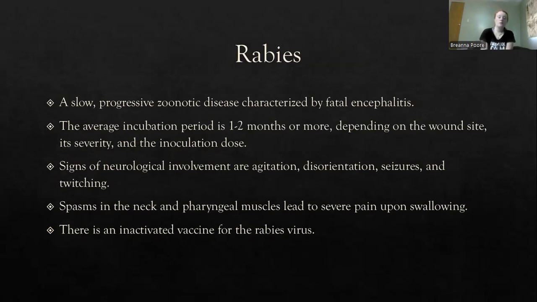The rabies virus, which I learned from this chapter, comes from bats more than anything, is a slow progressive zoonotic disease that is characterized by fatal encephalitis. The average incubation period is 1 to 2 months or more, depending on the wound site, its severity, and the inoculation dose. Signs of neurological involvement are agitation, disorientation, seizures, and twitching.